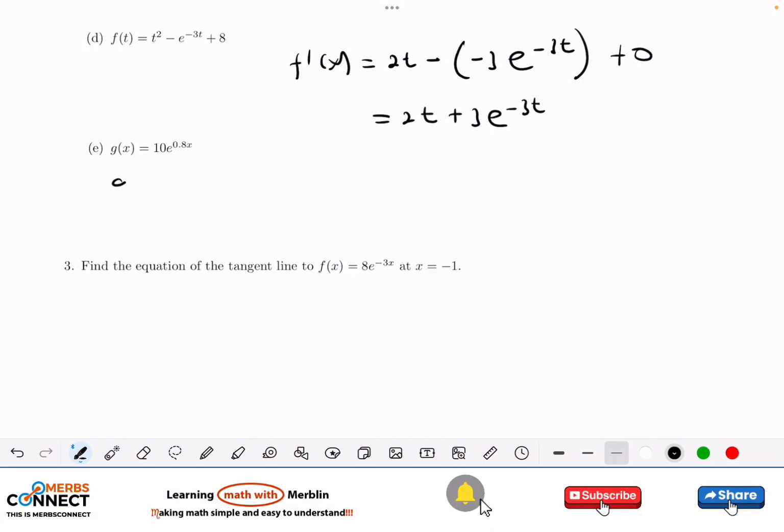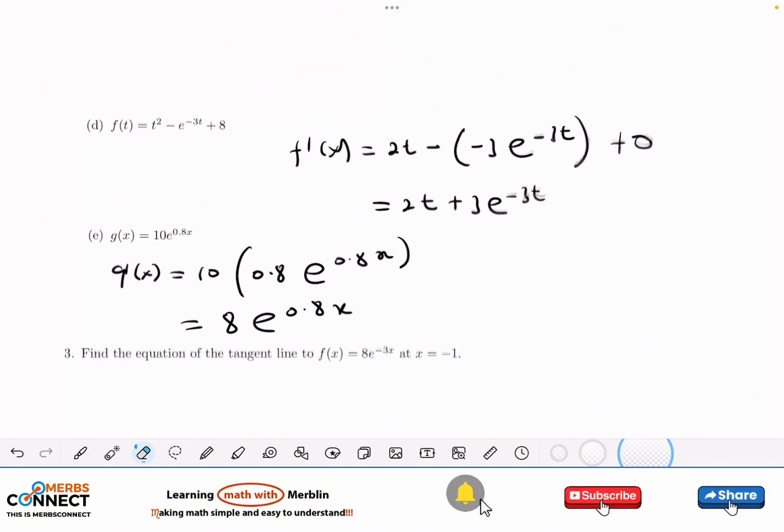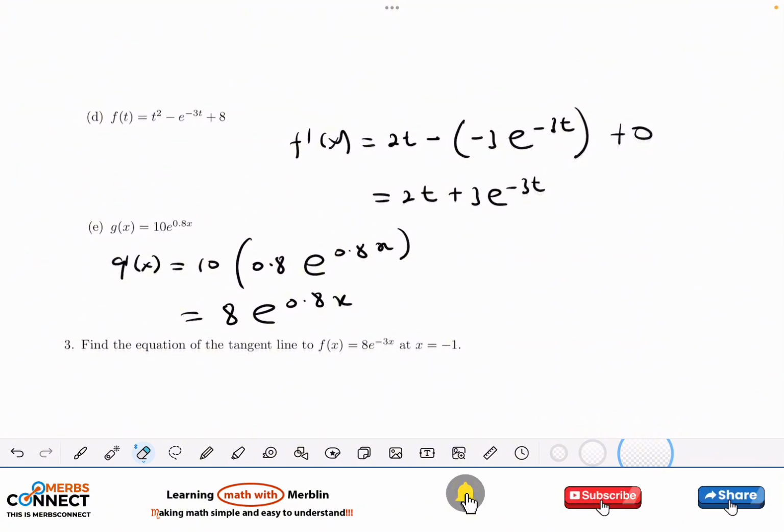Let's look at g prime. g prime of x will be equal to 10. Then I want to differentiate 0.8x. Since it's a linear function, I'll just pick this one in front and then multiply it by this. So 0.8 e to the power 0.8x. Then 0.8 times 10 will be 8 e to the power 0.8x. Very simple. So differentiating an exponential function is very, very simple.